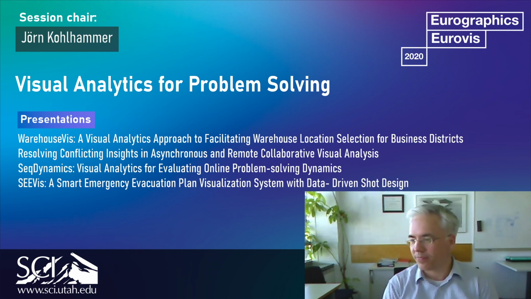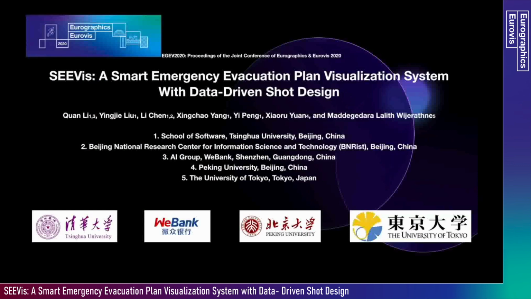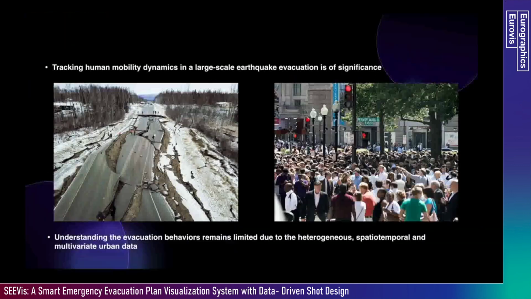Hi everyone, welcome to my talk. CVIS, a smart emergency evacuation plan visualization system with data-driven shot design. I'm Chen from WeBank, and this is collaborative work with Tsinghua University, Peking University, and the University of Tokyo.